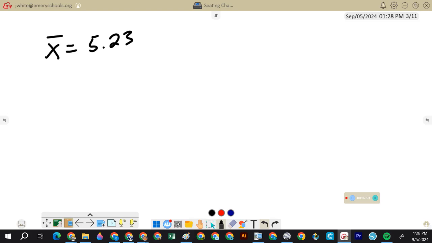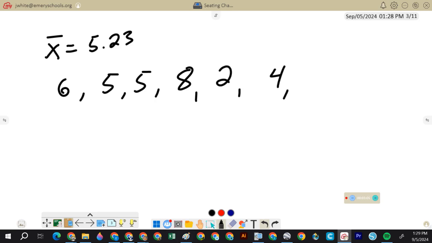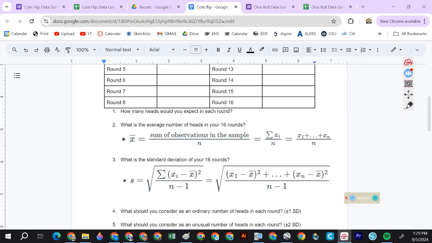So, what if I had the following rounds? 6, 5, 5, 8, 2, 4, 3, 3. How do I calculate the standard deviation? Well, first, let me show you that nasty formula. The formula says S, which is a sample standard deviation. If you flip the coin an infinite number of times, then you can call it a population, a parameter. But we're taking a sample, so we're going to use the formula for the sample standard deviation.